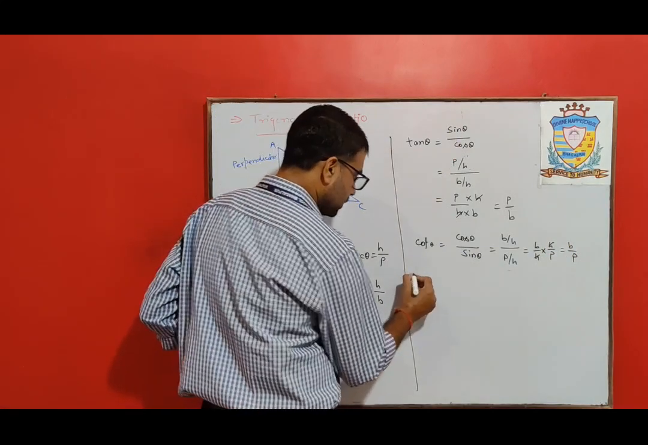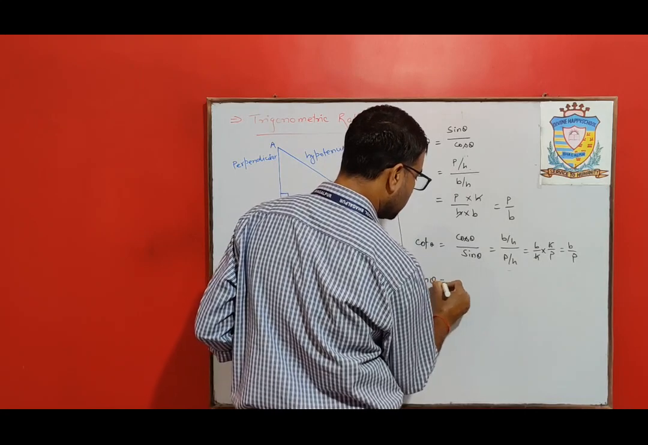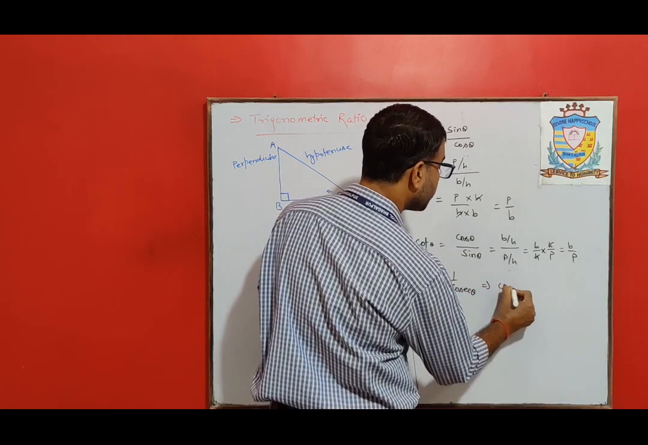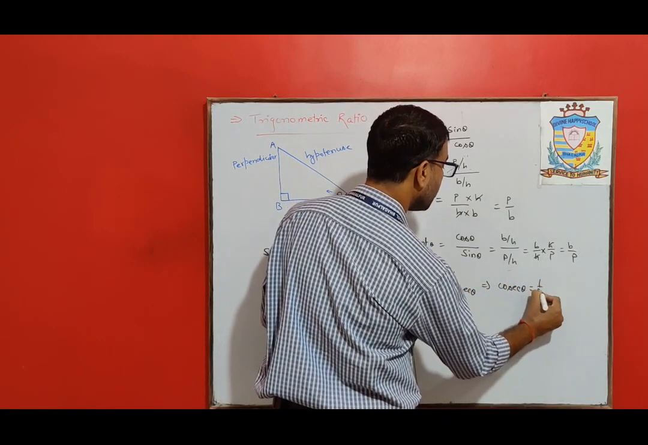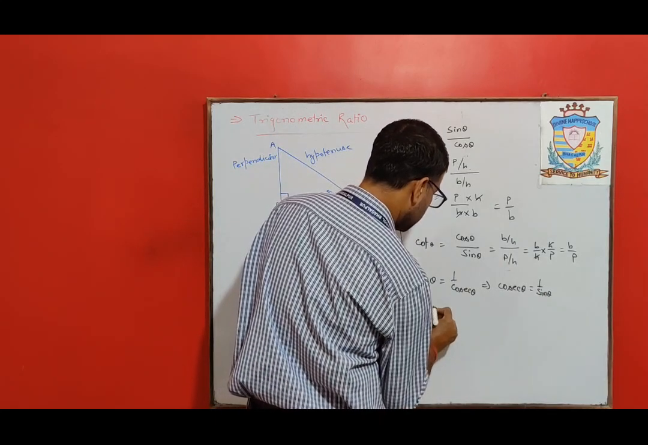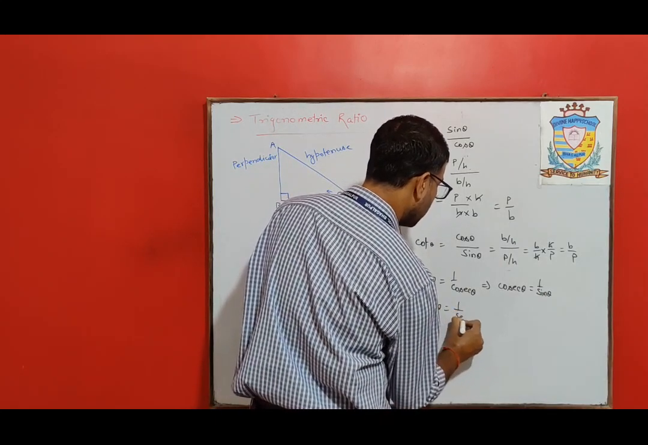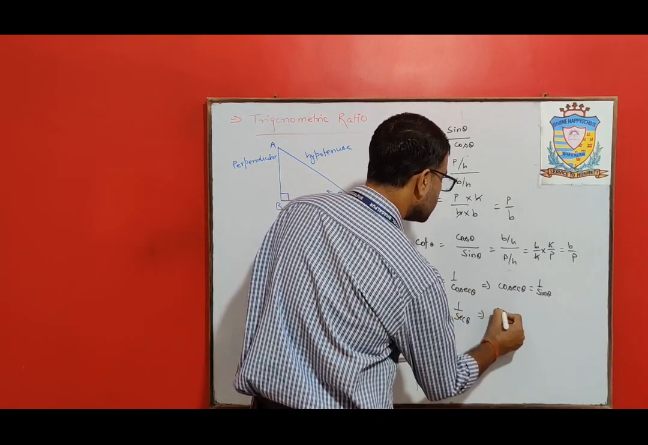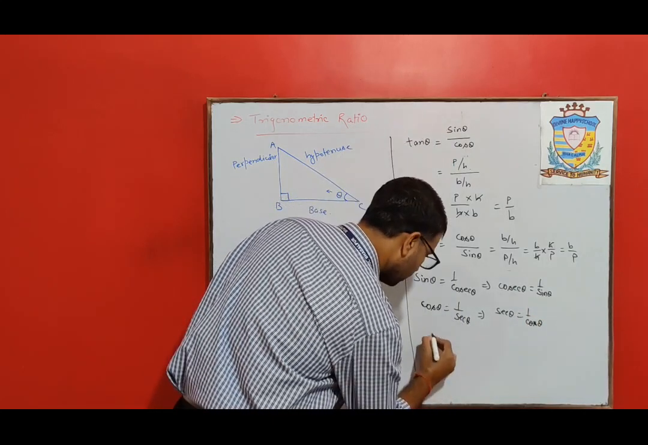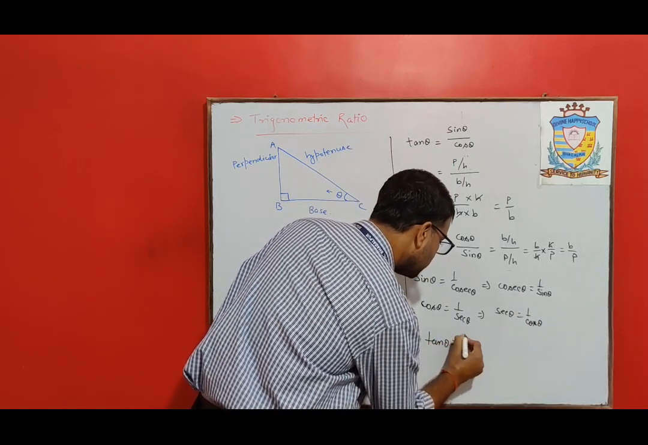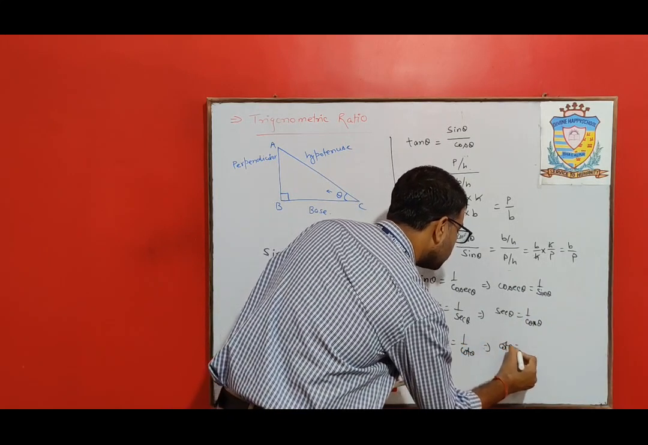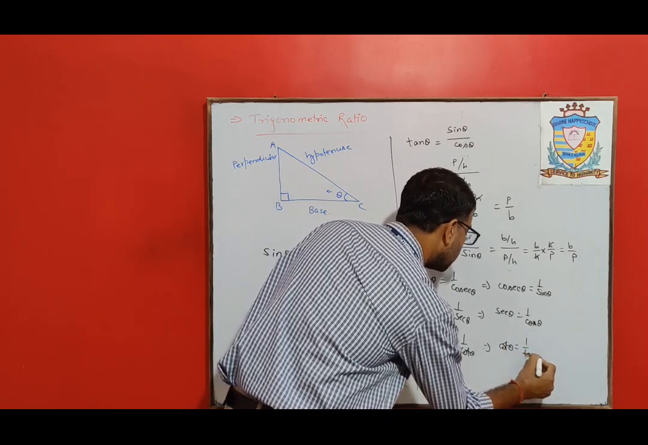Clear? This sin theta can be written as 1 upon cosec theta, or cosec theta can be written as 1 upon sin theta. Cos theta can be written as 1 upon sec theta, or sec theta can be written as 1 upon cos theta. Tan theta can be written as 1 upon cot theta, or cot theta can be written as 1 upon tan theta.